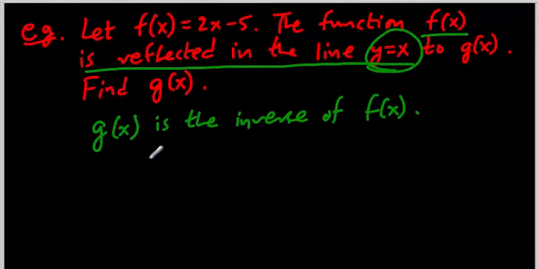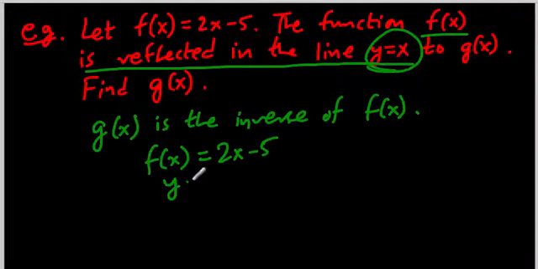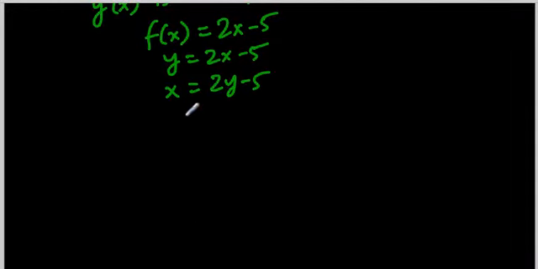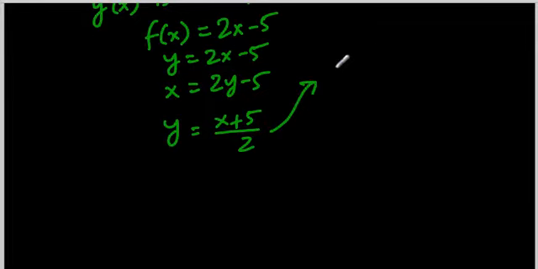So if f of x is equal to 2x minus 5, that means y equals 2x minus 5. We have to find its inverse. So x equals 2y minus 5. And if I solve that, I get y is equal to (x plus 5) divided by 2. And now I'm going to write this as f inverse of x is equal to (x plus 5) divided by 2.